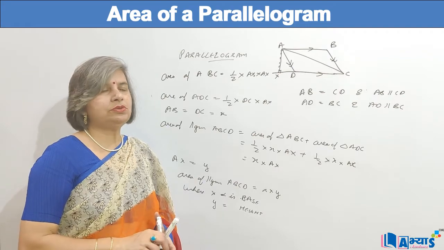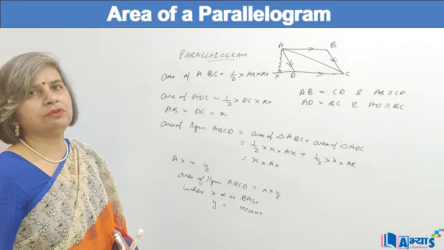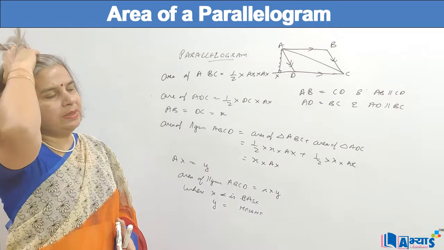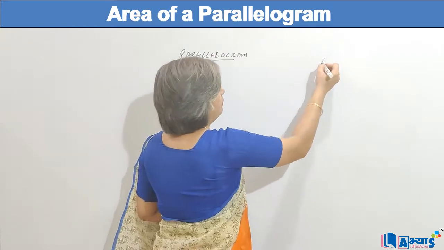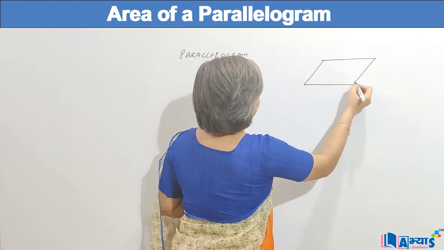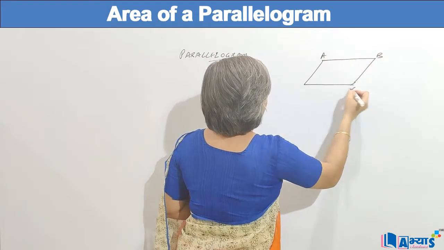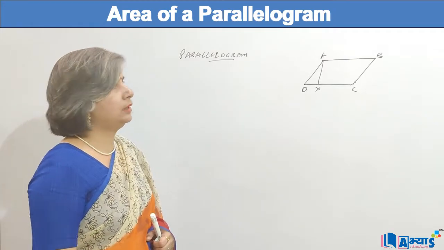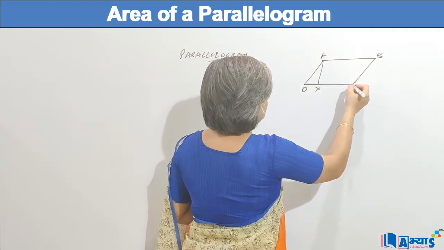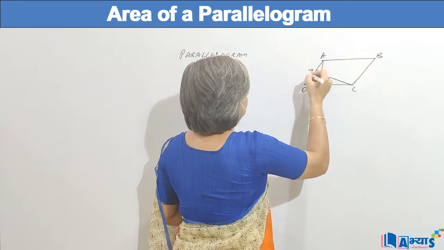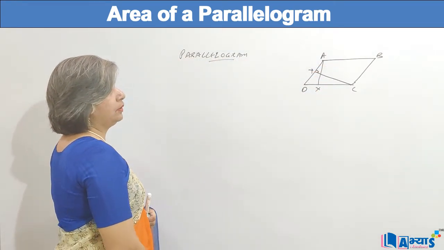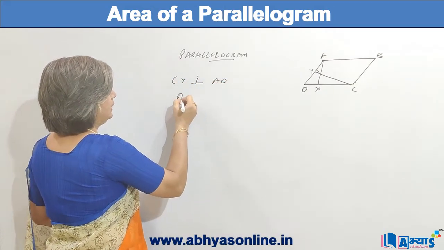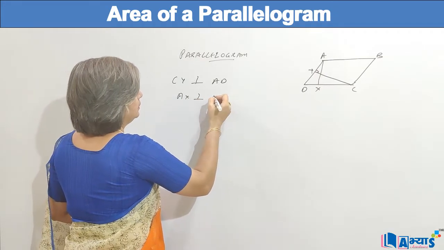So whenever we are supposed to find the area of a parallelogram, we should know the base of the parallelogram and the height of the parallelogram. So the formula for the area of a parallelogram is base into height. Now if we have a parallelogram ABCD, then the perpendicular will be here, AX. We can draw another perpendicular from the vertex C to the side AD. Let it be Y. So in the parallelogram, CY is perpendicular to AD and AX is perpendicular to CD.